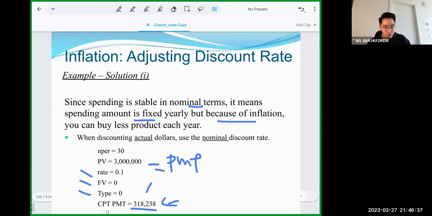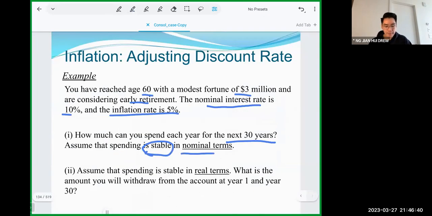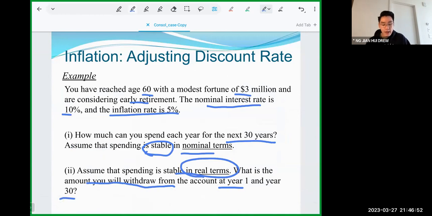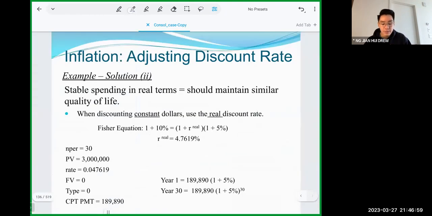I'm just going to hop back to the previous slide. And here they say, assume that spending is stable in real terms. What is the amount that you will withdraw from the account in year 1 and year 30? All right. So now we need to consider real terms. What does this mean in real terms? So real terms means that you need to consider how much money must you set aside to compensate for the inflation that's going to happen as the years go on.